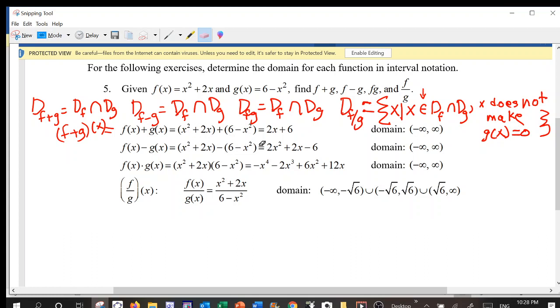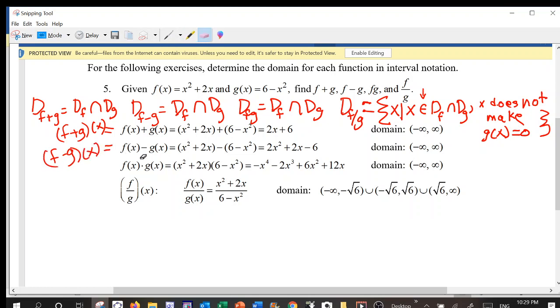The x squared goes away. And even if you don't simplify, the domain of this is still all real numbers because we don't have any restriction, right? No restrictions here. Now, what is f minus g of x?